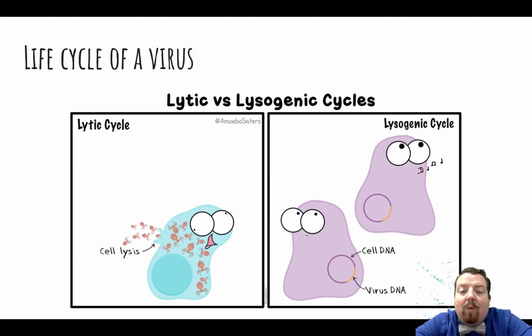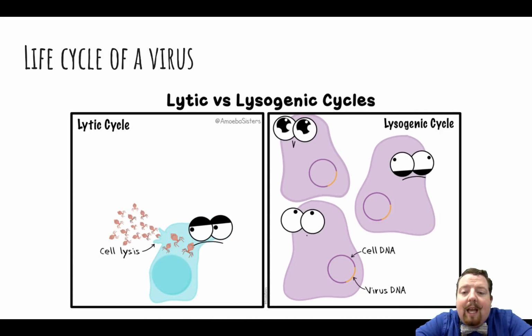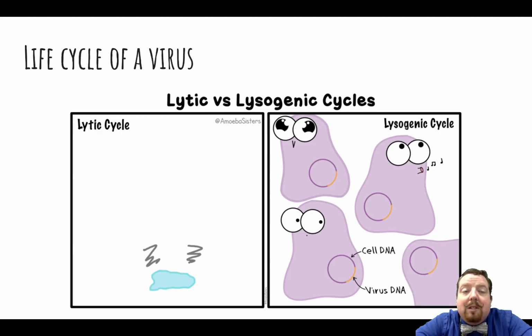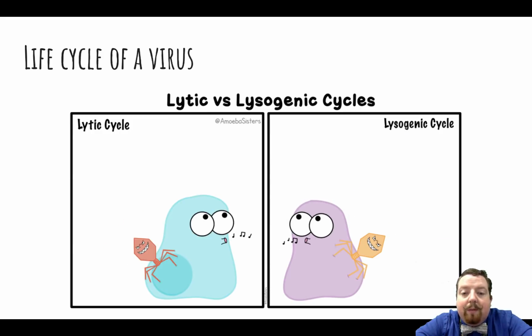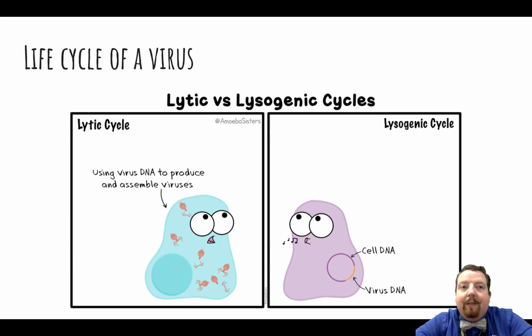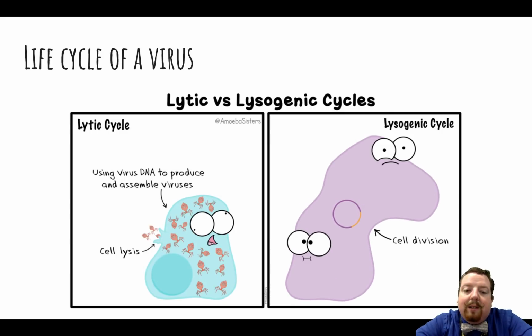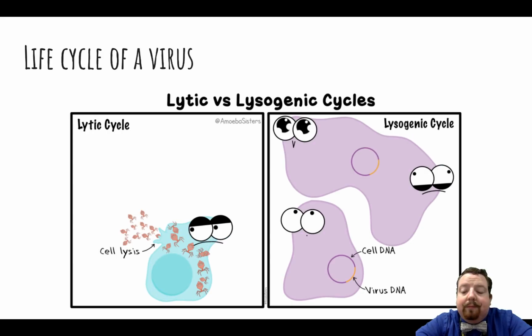its DNA in with the cell's DNA, and then when that cell duplicates and multiplies through mitosis, it duplicates the virus's DNA too. And then eventually, the virus can take over those cells and cause a lot of problems.